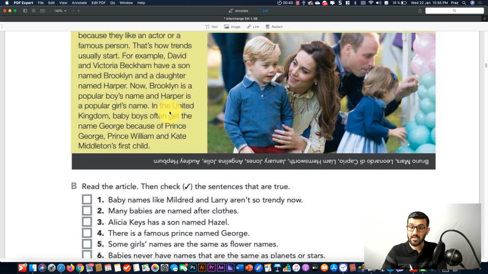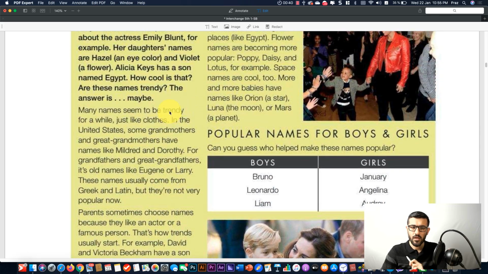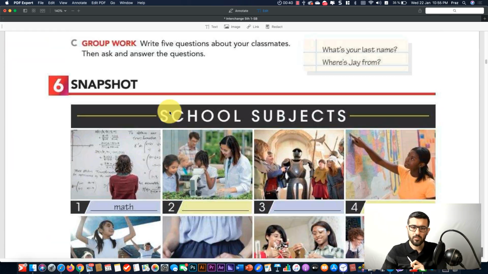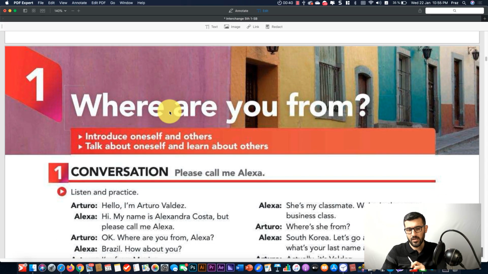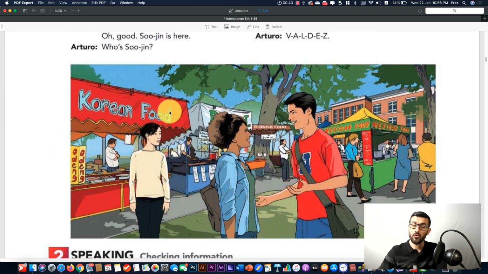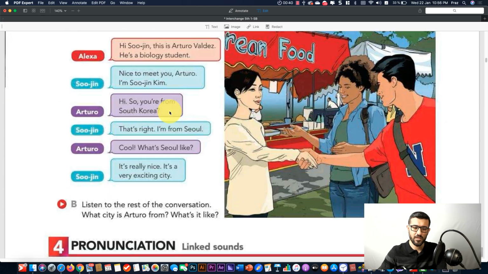So that's the end of Unit 1, which was all about what? Where are you from? Introducing oneself and others, talking about oneself and learning about others. We learned a lot, in fact, and I hope you also have learned something from it.